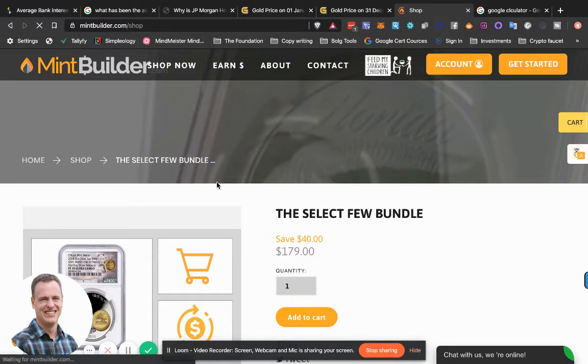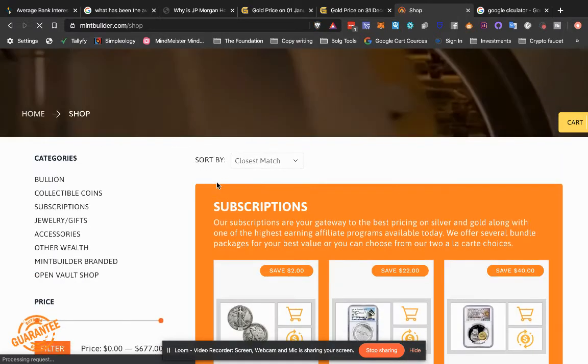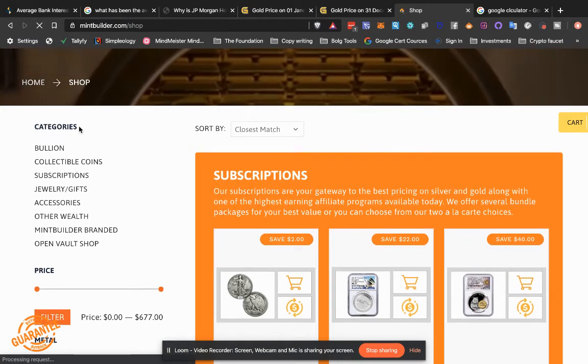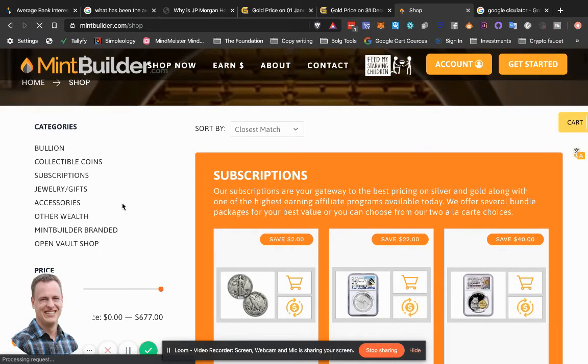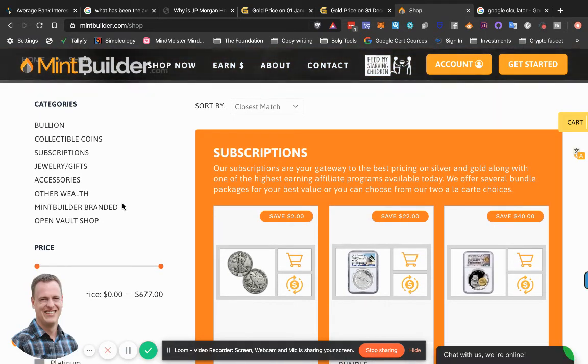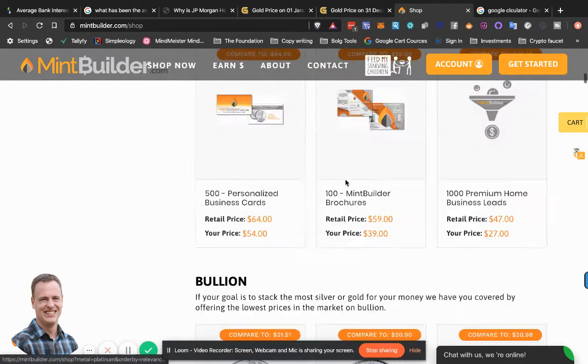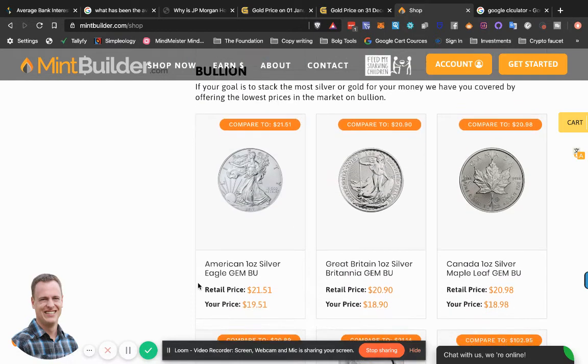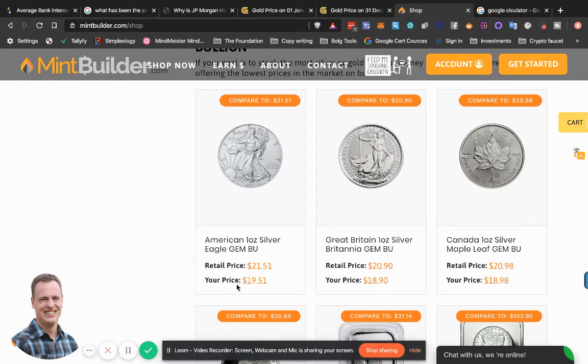And then the next thing that I do is I buy bullion. The bullion is like your emergency savings. Collectible coins are like your building savings, is how I look at it. Let me go to bullion real quick. So then I find the cheapest bullion. This is the retail price. When you're a member, you get the price down here. That's why it says your price.